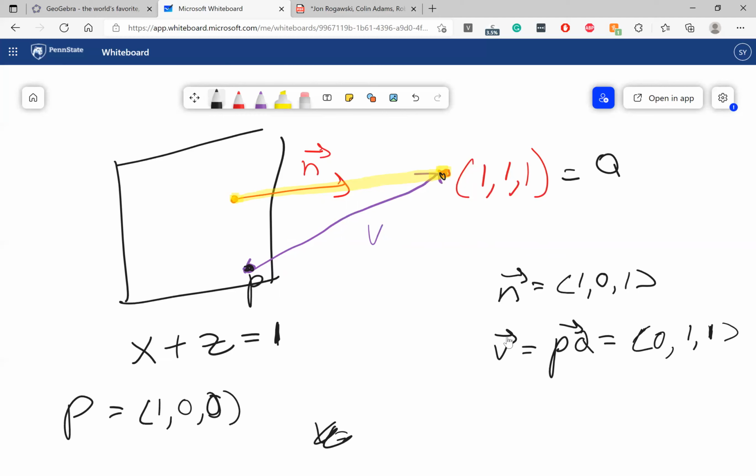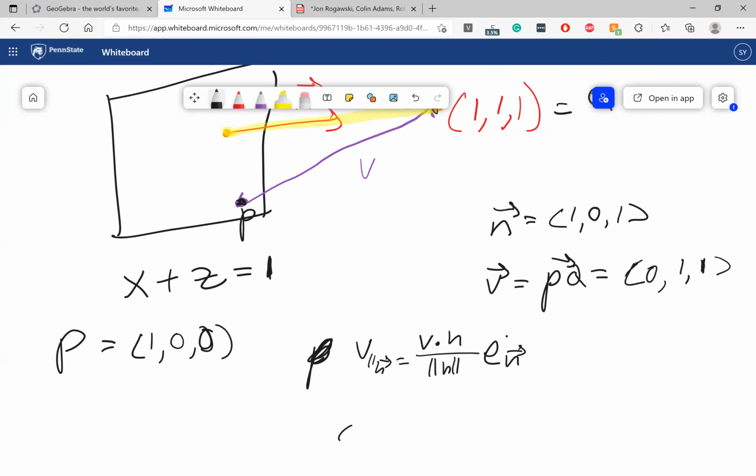Okay, now that we have v and n, we can recall the formula for the projection. So the projection of v onto n is going to be v dot n over the magnitude of n, times the unit vector in the direction of n. That's the projection. If we're only looking for the component of the projection of v onto n, it is just going to be this coefficient over here. So that's going to be v dot n over the magnitude of n.